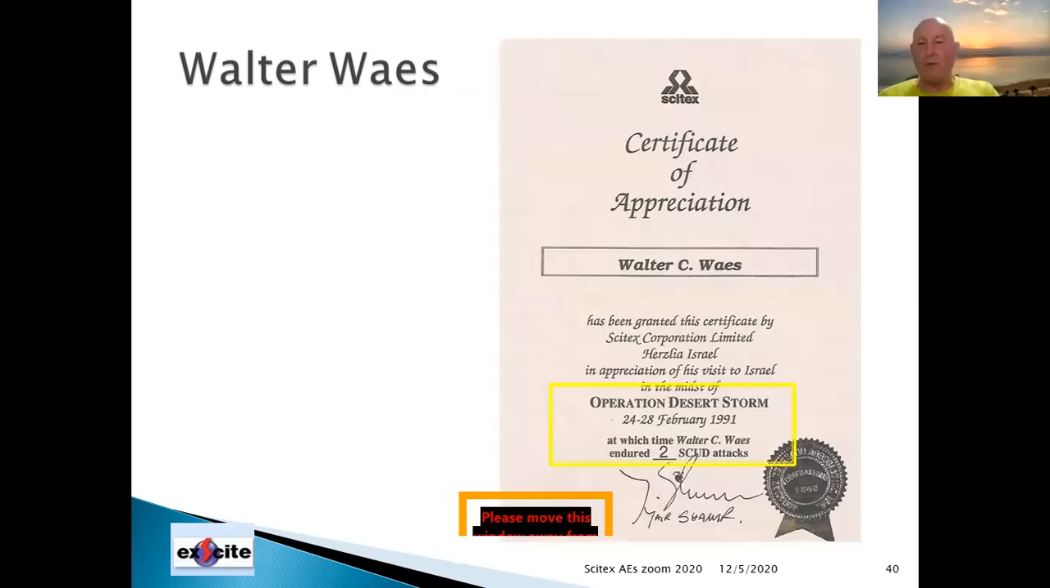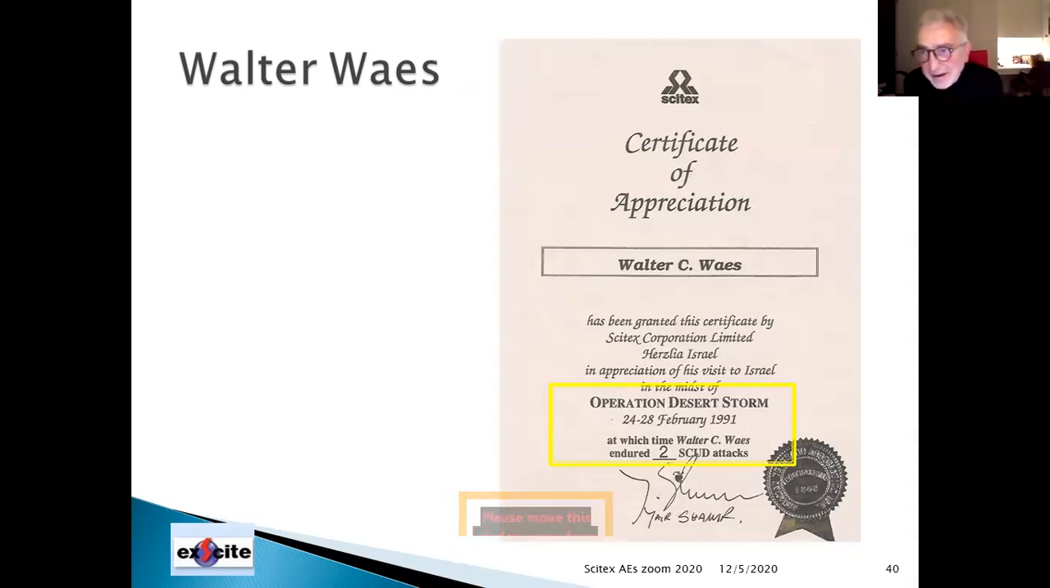Hold on, just a second. Tell us about this. About what? Ah, this. Well, this certificate was put together by Dennis Kalisser. Right, Dennis? That's correct. And then we got Yair Samir to sign it, because there were 2 Scud attacks during the time I was there. Thanks to Saddam Hussein.